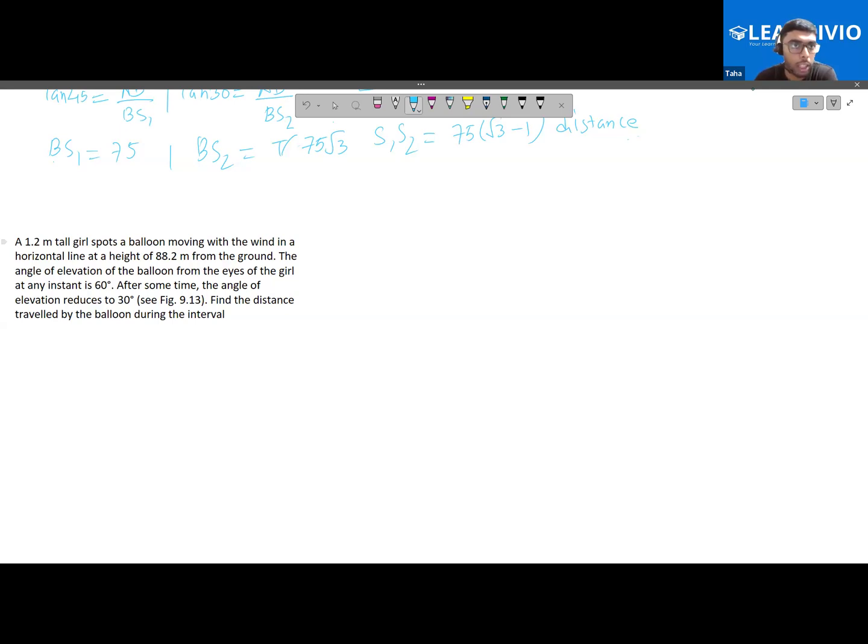A tall girl, 1.2 meter tall, spots a balloon moving with the wind in a horizontal line at a height of 88.2 meters from the ground. The angle of elevation of the balloon from the eyes of the girl at any instant is 60 degrees. After some time, the angle of elevation reduces to 30 degrees. Find the distance traveled by the balloon during this interval. Now, this is the opposite of that question where we have angle of depression.